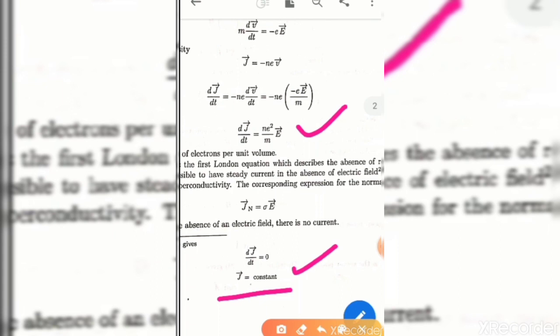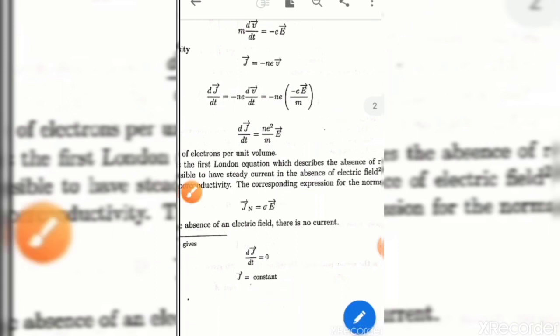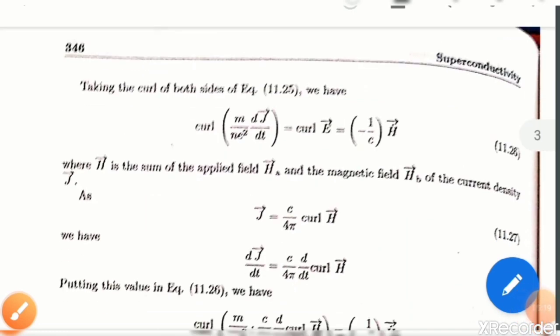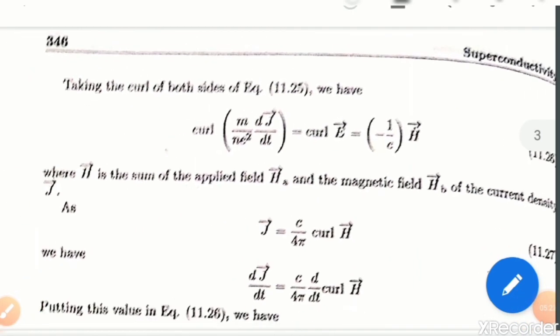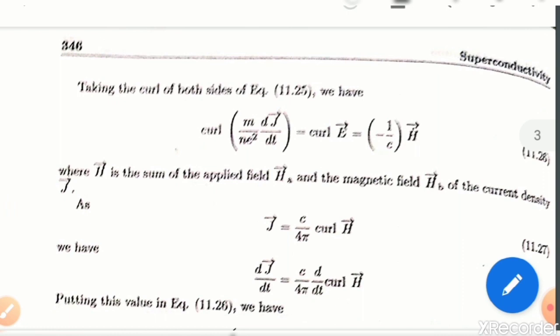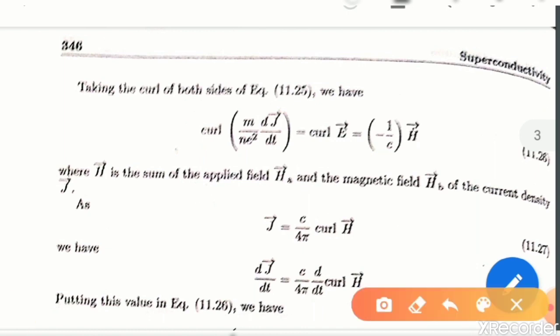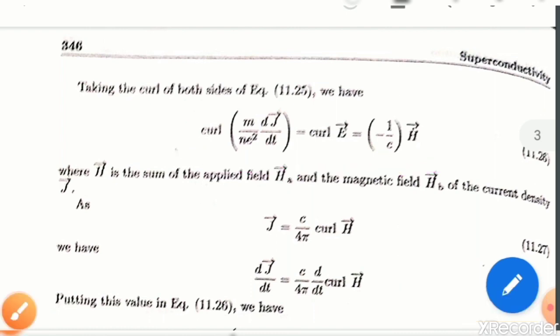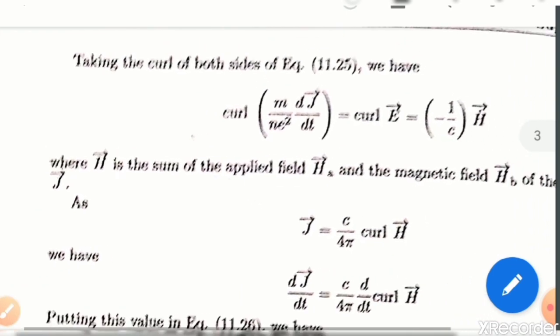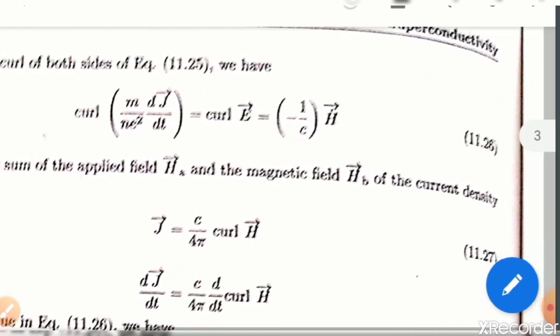Now, taking the curl of both sides of the first London equation, we have the curl of this equal to curl of E, so the electric field has been separated from the rest of the terms. Now curl of E is equal to minus 1 upon c del H by del t, where H is the sum of the applied field H naught and the magnetic field of the current density J. As J is equal to c upon 4 pi curl of H.